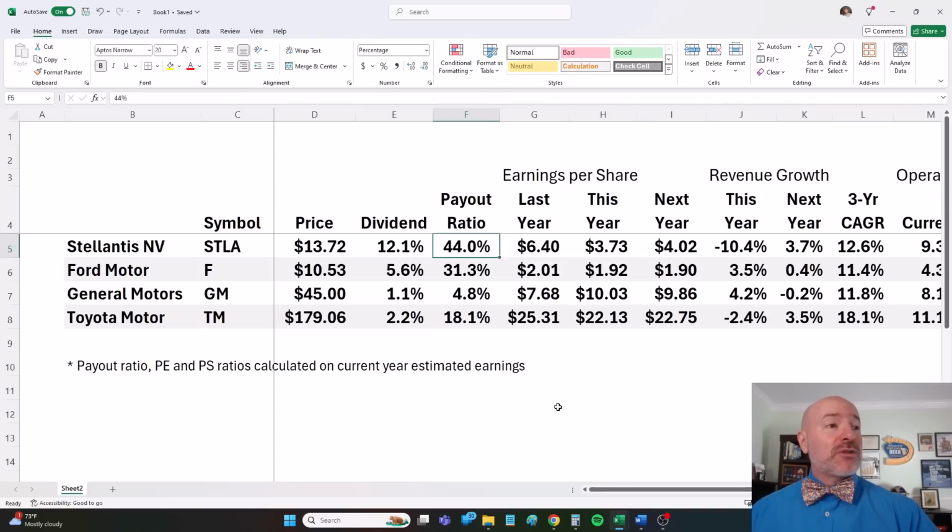If a car company was paying out a 60, 70, 80% payout ratio, they would be in danger because they wouldn't be holding enough earnings back to be reinvesting in the company. So that's why we see much lower payout ratios for these. Stellantis, a 44% payout ratio.